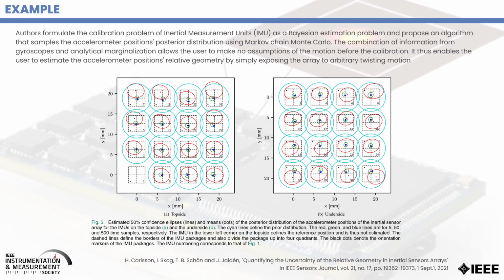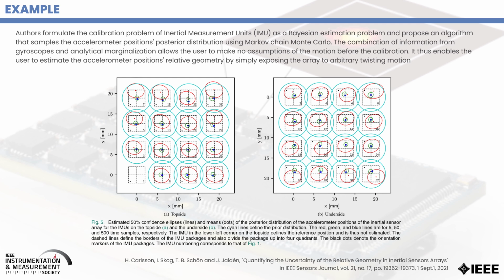Here is an example from the literature where someone has actually used this in order to quantify the uncertainty of the relative geometry in an inertial sensor array. So this is an inertial sensor array. These are IMUs, inertial measurement units. The first one is taken as a reference, and for the others, they have used Monte Carlo and Bayesian estimation in order to determine the uncertainty of the relative position of that IMU compared to the reference IMU.